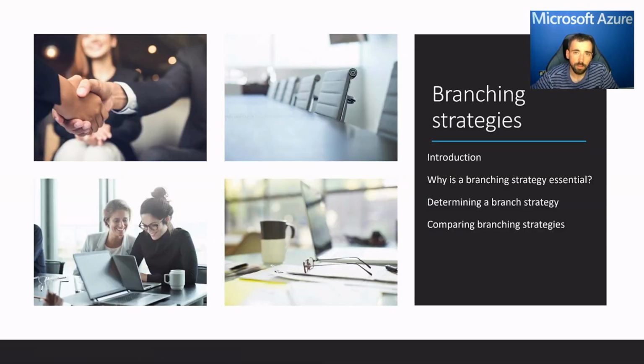In this video, I'm going to be running through branching strategies with the Git version control system. I'm going to start by giving an introduction into branches and what they are. We're then going to be looking at why choosing a branching strategy for your team is essential, and then determining a branching strategy and looking at some of the questions we may ask ourselves when trying to choose a branching strategy that's suitable to our application or our team ways of working.